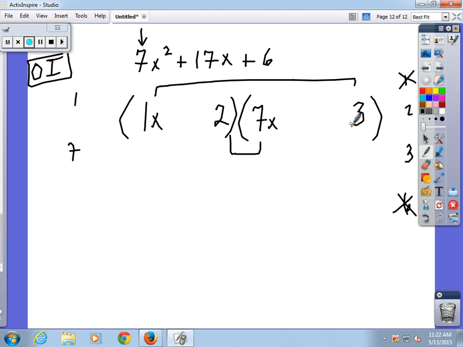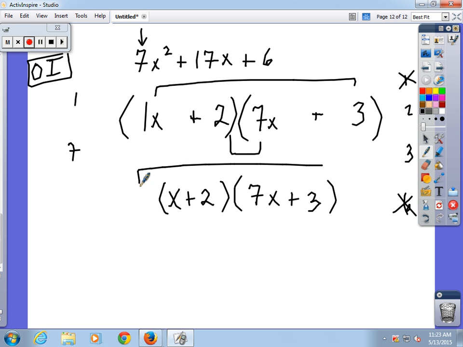What does this sign tell you? The biggest number has to be positive. Which one's bigger, 14 or 3? Well, you can't put a positive right here, so you got to put it. And what does this tell you? Like or unlike? So the answer is x plus 2 and 7x plus 3. And you feel good about yourself.